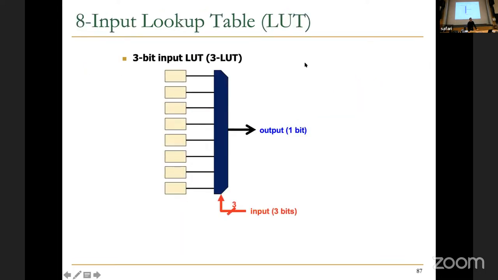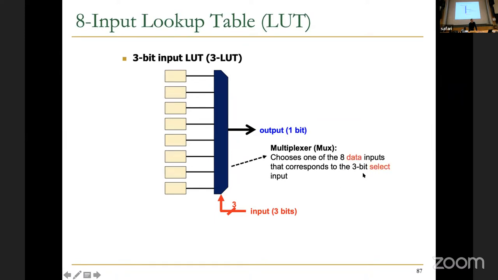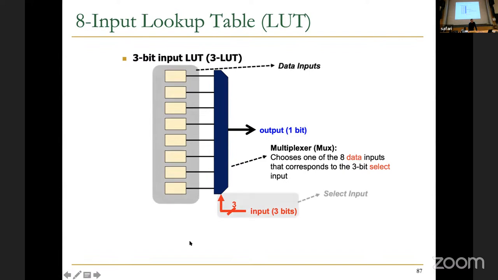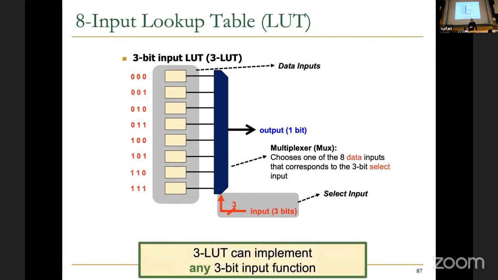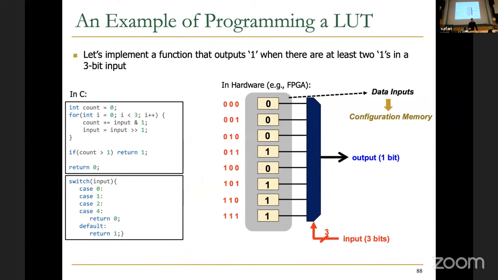Okay, another way of looking at this is this is a 3-bit input lookup table, a 3-LUT. It's essentially the same as what I showed you earlier, but you can think of this as inputs. The multiplexer chooses one of the 8 data inputs that corresponds to the 3-bit select input. So this is a select input, and you can think of these as the data inputs. And basically, you program what values should be stored over here. If the input combination is 0, 0, 0, what should the function output, basically? You can think of it that way. A 3-LUT can implement any 3-bit input function. And there's a correspondence between what we've discussed so far earlier. So this is an example of programming a LUT. So basically, FPGAs are composed of lookup tables like this. FPGAs are very heavily programmable. In some cases, they implement circuits using lookup tables.